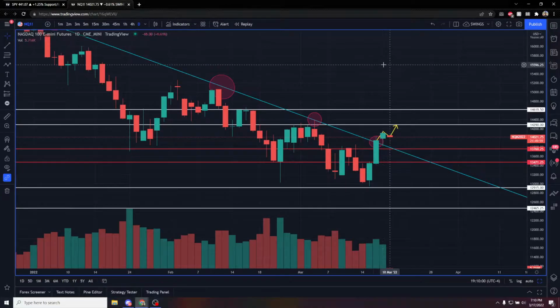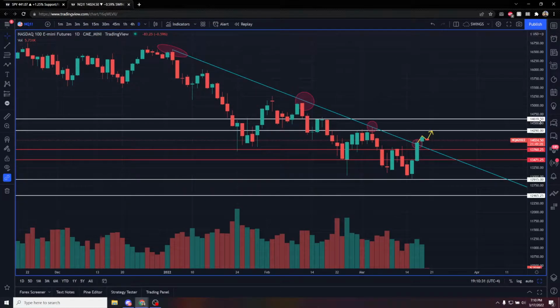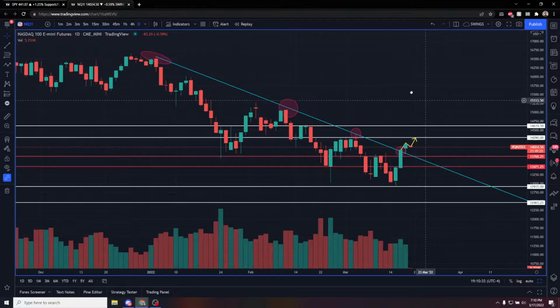So tomorrow, at least for the Nasdaq, it's possible that we can test the 14,200 area. Can NQ move 200 points, $200? Absolutely. Yesterday it went from 400 up to 14,000. So it moved 600 points. So NQ definitely has the power and the energy to move at least 200 points. So it's totally feasible.